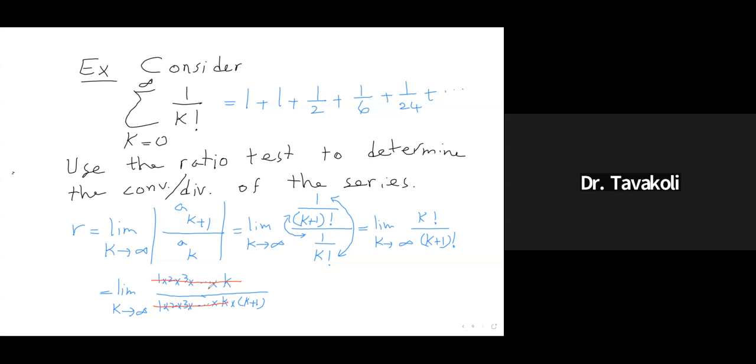So the only thing that we have is the limit as k tends to plus infinity of 1 over k plus 1. What is this limit? When k tends to infinity, at the bottom, infinity plus 1 is infinity, and 1 divided by infinity is 0.